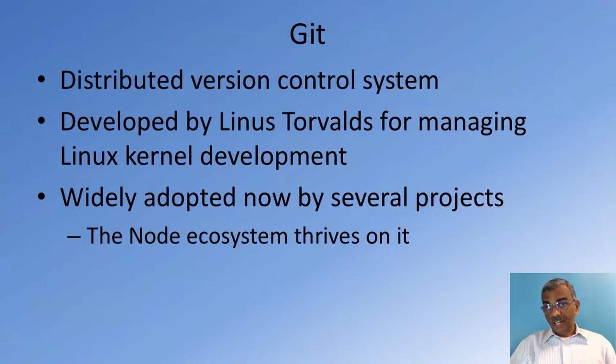Where did Git originate? Git was designed by Linus Torvalds, the person behind the Linux operating system. Git was designed as a distributed version control system for use in Linux kernel development, and it has seen much wider deployment in the real world these days. The Node ecosystem is very much tied into Git, and that is the reason why we need Git for this specialization.